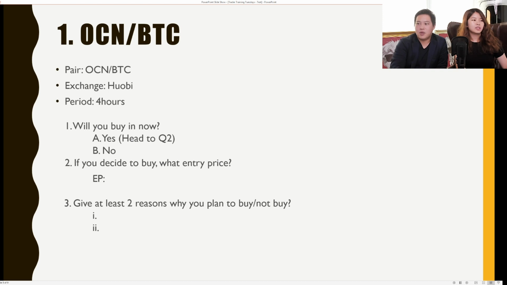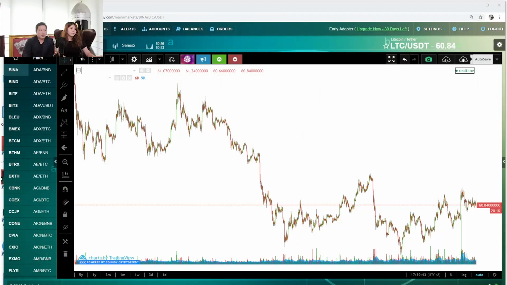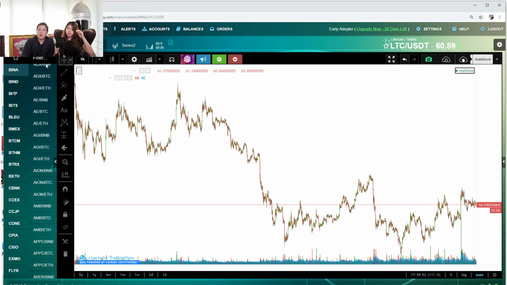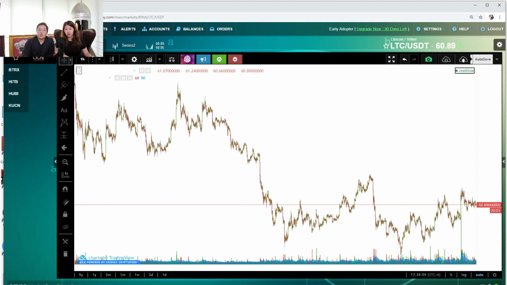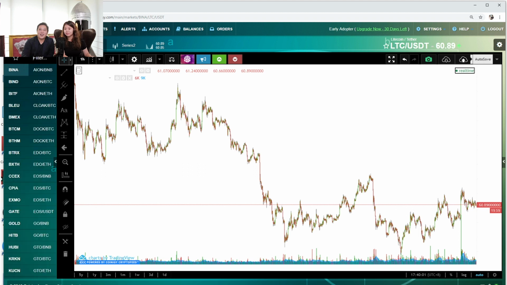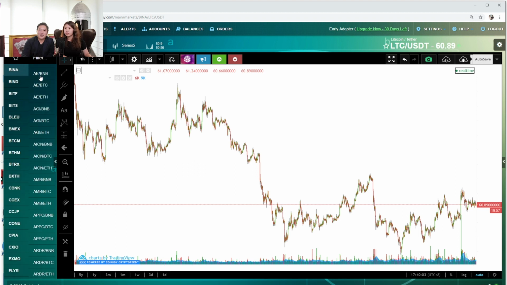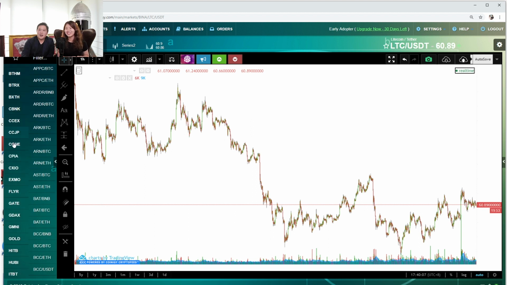OCN/BTC. This is the pairing. Okay, so let's head over to our chart and see how it looks. So right now we're on Coinergy, and we have to switch to the Binance. Binance Exchange. Type in OCN. Okay, go back. Binance. Are you sure it's Binance? Oh, sorry, it's Huobi. Wow, good thing I have you at my back.